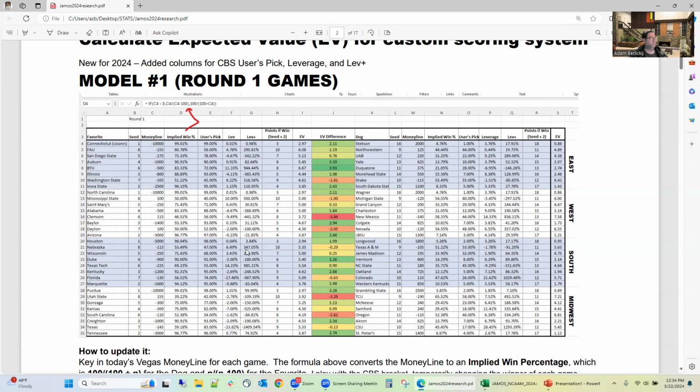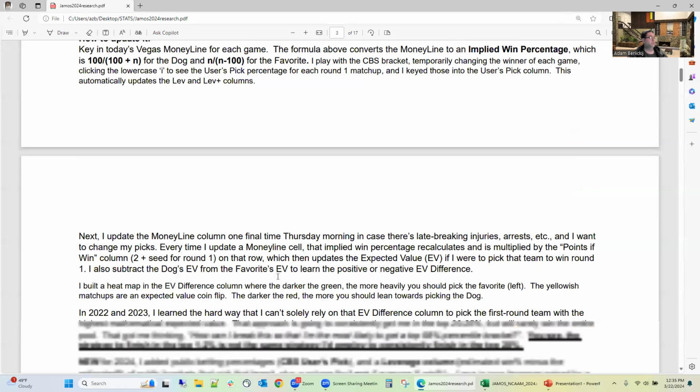Let's look at the leverage and the leverage plus. Nebraska has 6% leverage because even though they're 53% to win, only 47% of the public are picking them. And Texas A&M, even though they're 51% to win, more than 53% of the public are picking them to win. So it's negative leverage. Let's go back to over here.